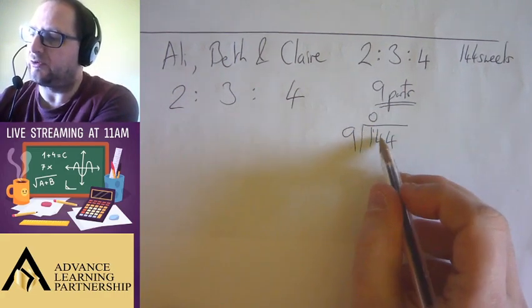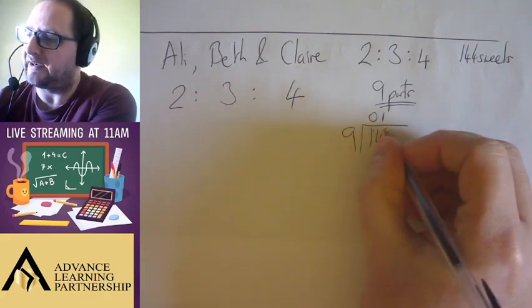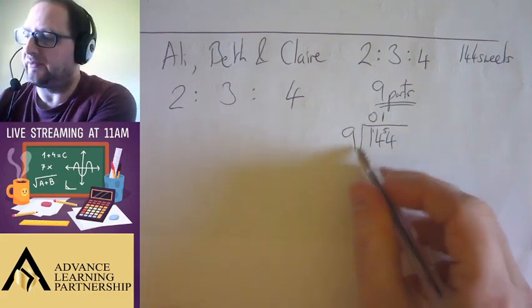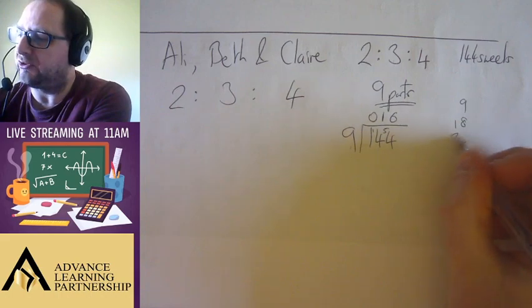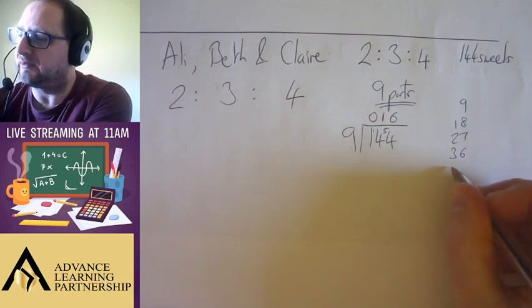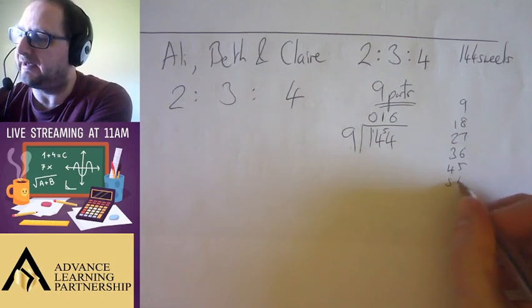But 9 goes into 14 once with a remainder of 5. 9 goes into 54 6 times. And again, you could write out your 9 times table to give you a little bit of help there.